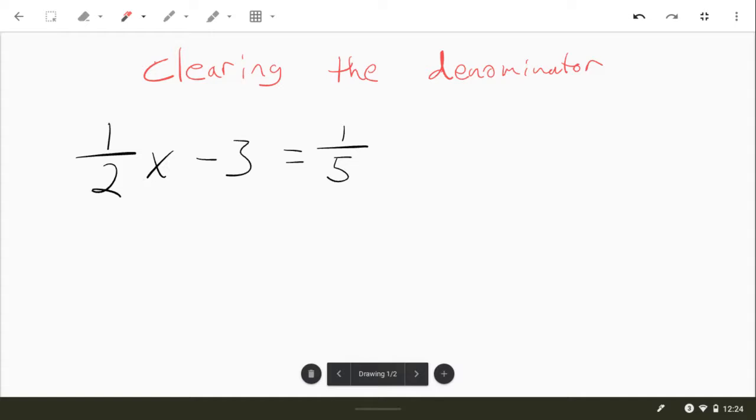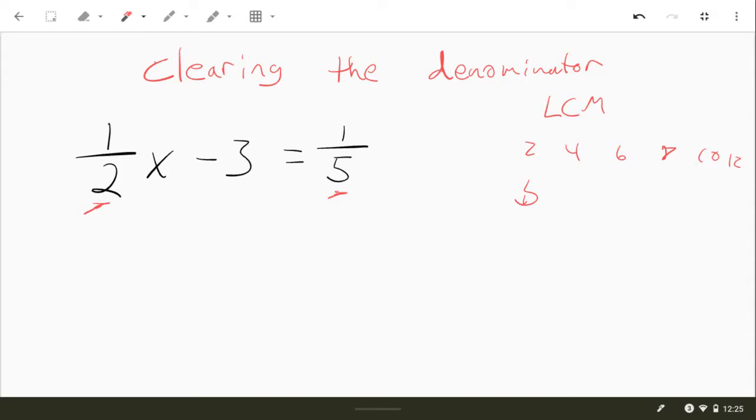So to get rid of these denominators, notice there's a 2 and a 5. What you're going to do is multiply the entire equation by the least common multiple, or the lowest common multiple of 2 and 5. So the multiples of 2 are 2, 4, 6, 8, 10, 12, and so on. And the multiples of 5 are 5, 10, 15. Now we want the lowest common multiple. Well, what's common to both of them is this 10 here. So we're going to multiply this entire equation by 10.